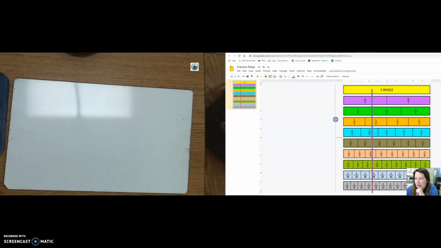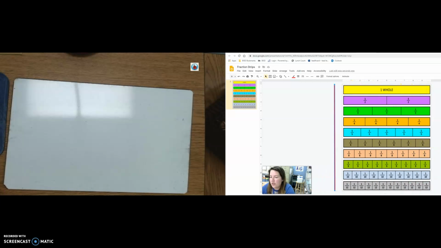So here we have different fraction strips. At the very top we have one whole. Right underneath we have our halves, then our thirds, right? The pieces are getting smaller and smaller and smaller. We have our fourths, then our fifths, our sixths, our eighths, our ninths, our tenths, and our twelfths. So these are different fraction size pieces. Think about for a second, what do you notice about these size pieces?